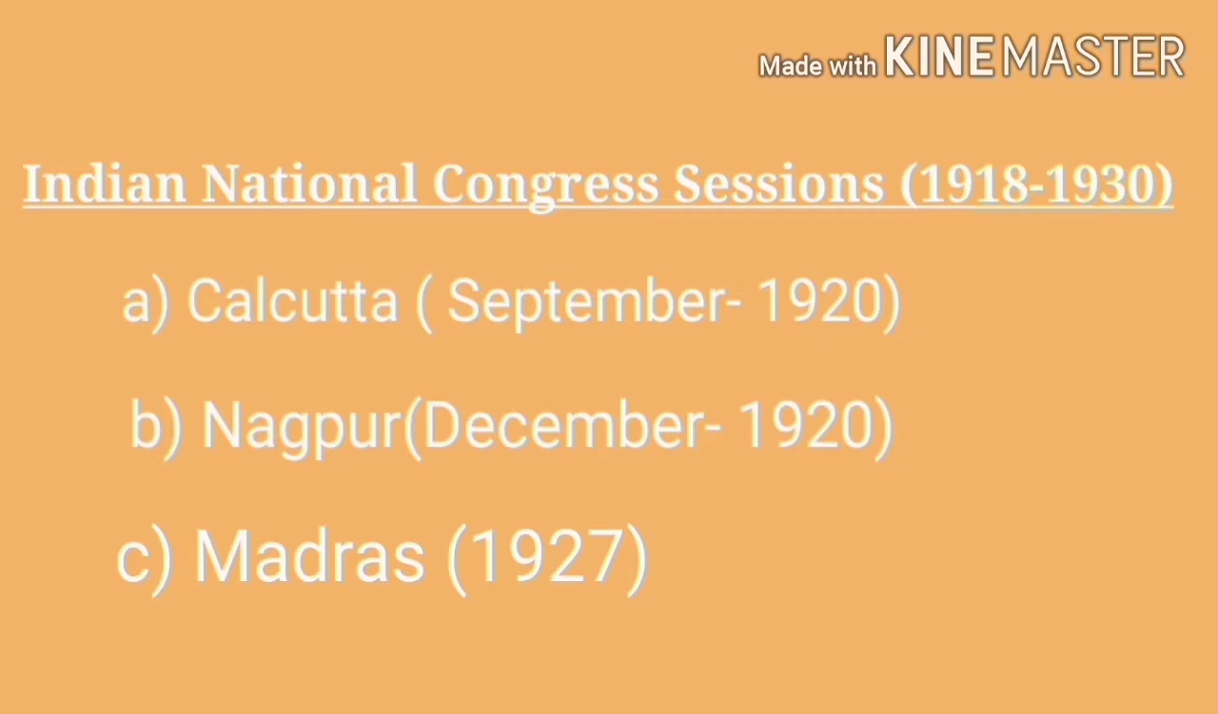Dear students, first of all, let us study the Indian National Congress sessions held between 1918 and 1930. First one, Congress session at Calcutta in September 1920. Second, Congress session at Nagpur in December 1920. Third, Congress session at Madras in 1927. Let us locate and label them on the outline political map of India.